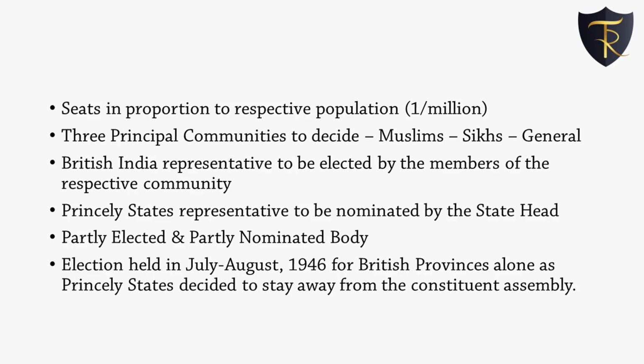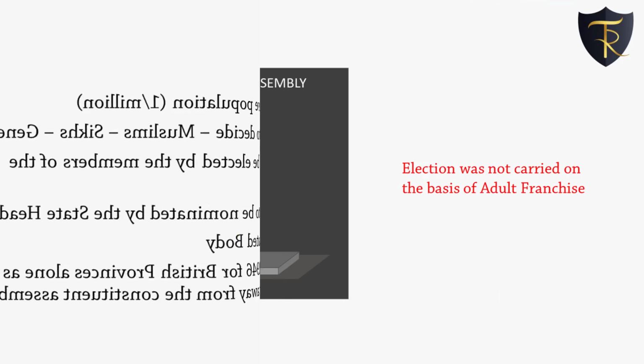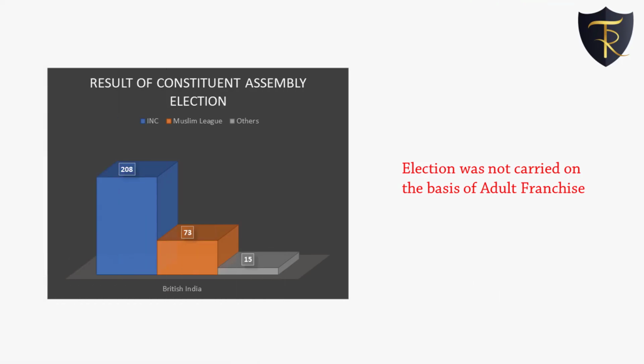Elections were held in July and August of 1946 for the British provinces, as the 93 princely states decided to stay away from the Constituent Assembly. The Indian National Congress won 208 seats and the Muslim League obtained around 73 seats. Small groups and independents got around 15 seats. It is to be noted that the election was not carried out on the basis of adult franchise.